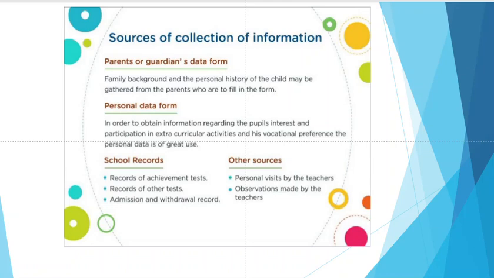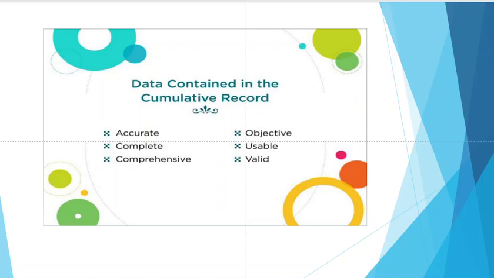I already told you the sources from which we collect the information from the parents or the personal data, through the peer group or the family members, like an elder brother or younger sister, and we maintain the records on the basis of this information. When we collect the information and keep it in the cumulative record, it should be accurate, complete, comprehensive, objective, usable and valid.